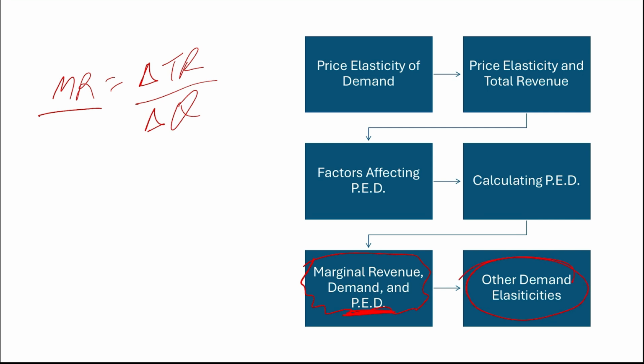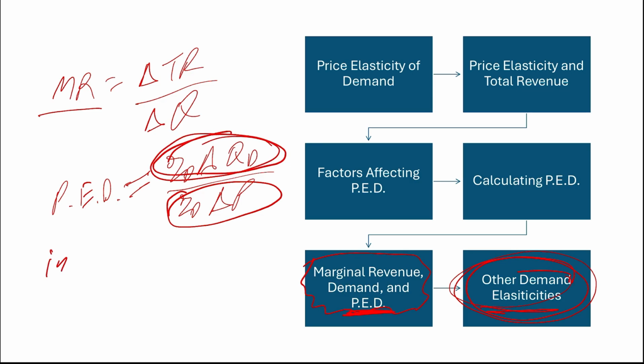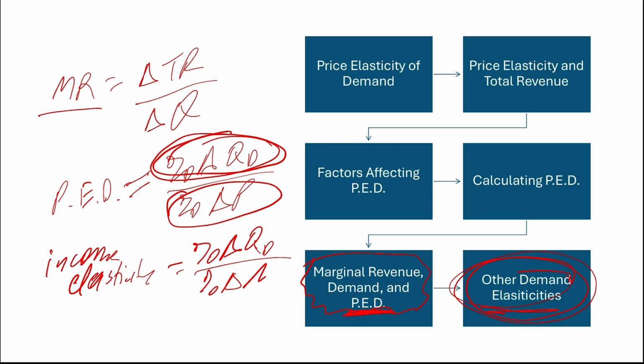Then we can also look at our other demand elasticities. So we looked at the price elasticity of demand, which is our percentage change in quantity demanded over the percentage change in the price. So as we change our price by 1%, how much does that change our quantity demanded? For other elasticities of demand, we can think about how responsive or sensitive quantity demanded is to other factors. So for example, income elasticity would tell us how much our quantity demanded changes in percentage terms when we have a change in our income, which we'll use an M for in the book.